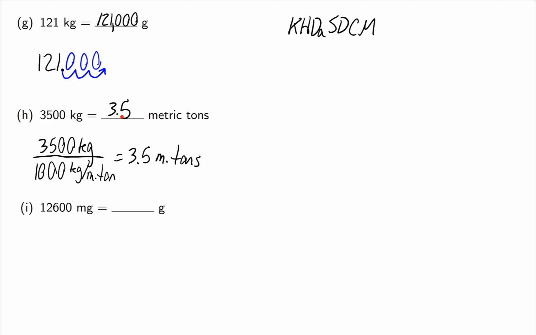Last one is back on the sliding scale. Your 12,600 has a decimal point at the end. We're going from milligrams to grams. That's 1, 2, 3 to the left. 1, 2, 3 to the left. Gives me, I'll just say 12.6 grams this time.